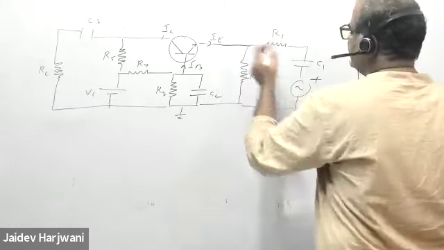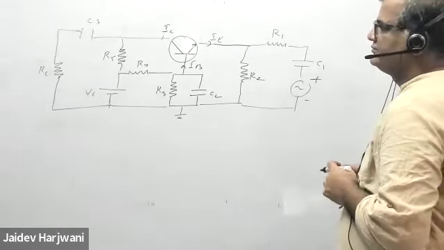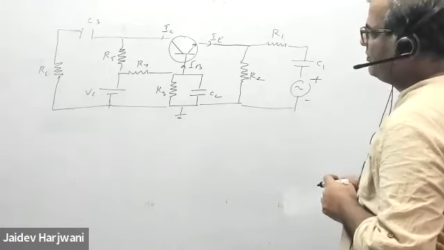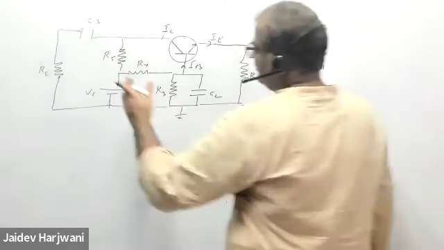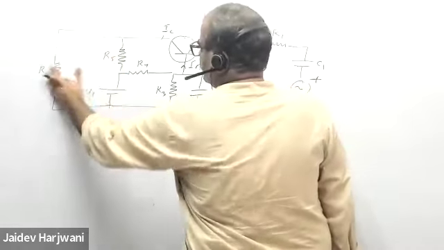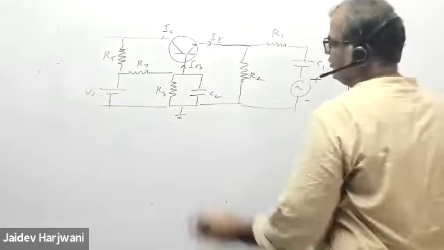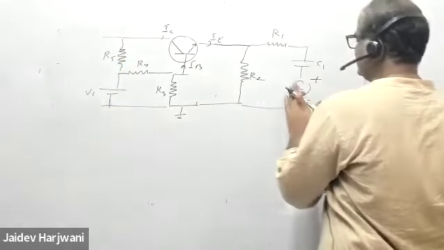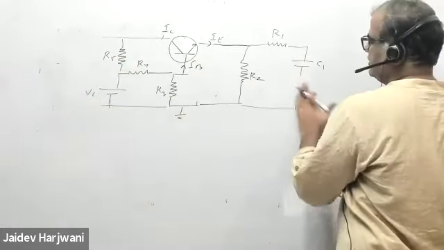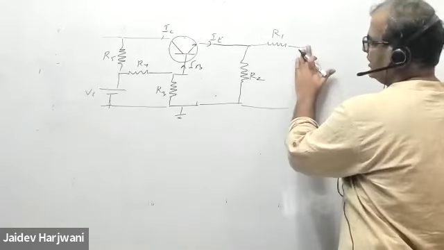So for DC analysis, what should I do? Tell me, for DC analysis. Open the capacitors. Okay, so open the capacitors. If I open this one, this is gone from the picture. If I open this one, this is also not in the picture. For DC analysis, this will be short, this will be open. This circuit is also not in the picture.